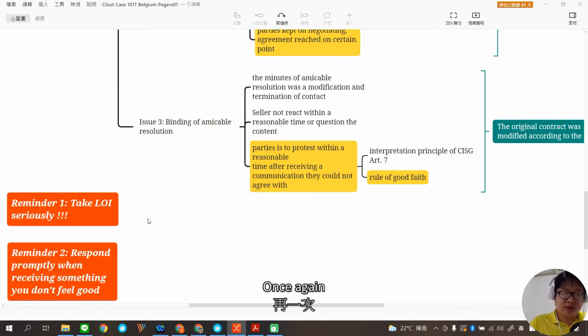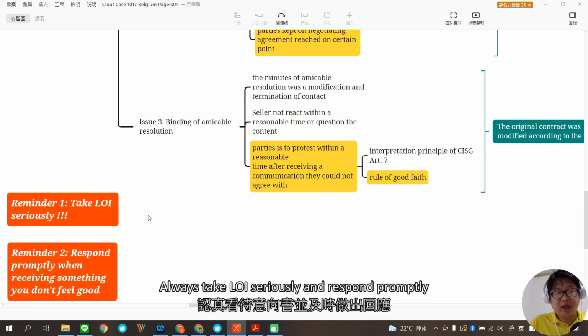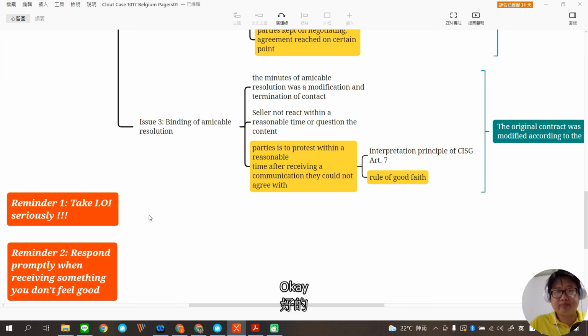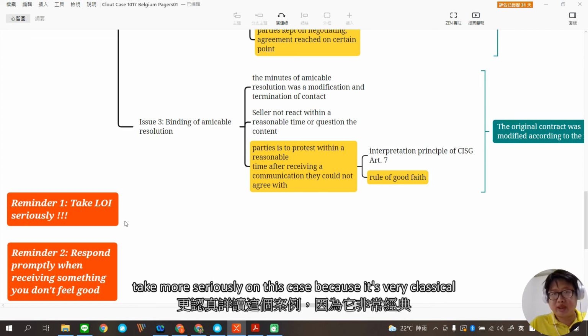Okay, so once again, just to remind you, this case tells us to always take the LOI seriously and respond promptly when receiving something you don't feel good about. Okay, and that is the end of this demonstration of the case. And I hope everybody could take this case more seriously because it's very classical.